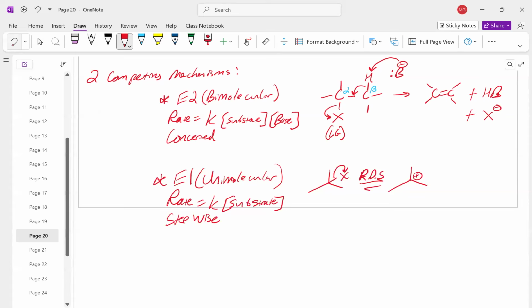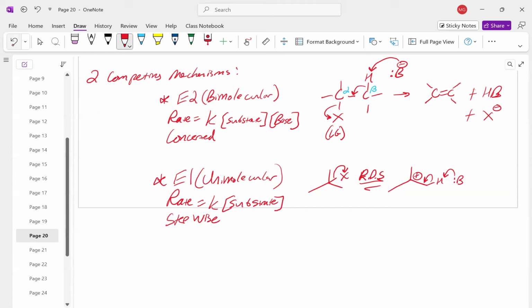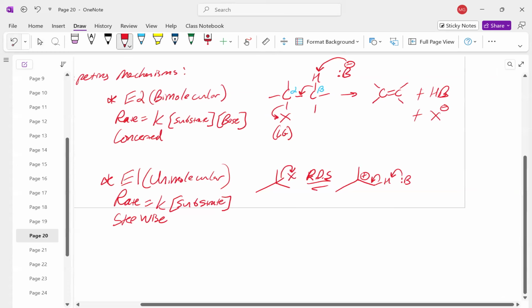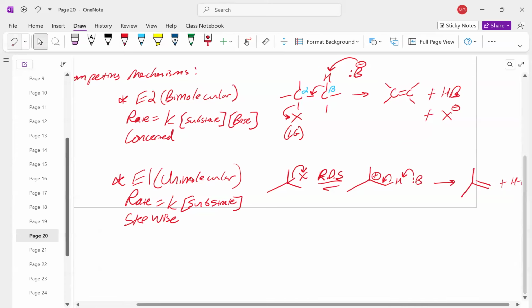Now, after that, the base will pull off a beta hydrogen and still form the pi bond. So the end result is the same. You get an alkene, a carbon-carbon double bond. It's just the order that that happens is different for E1 than E2.